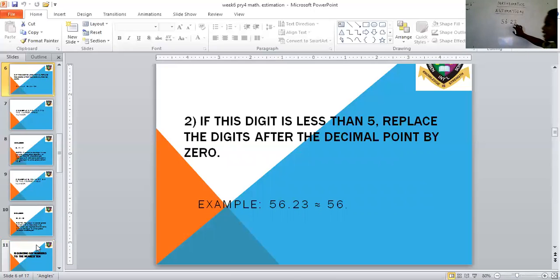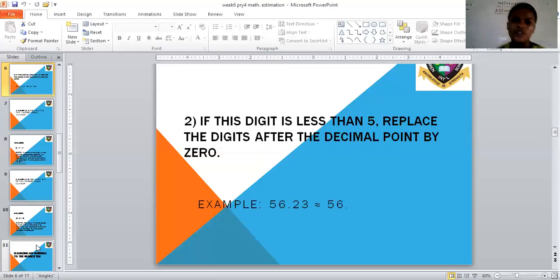This is 3, which is likewise less than 5. So even if you are approximating, 3 is not up to 5, so you are not adding anything to this 2. It still means 2, and this 2 is not up to 5 likewise. So which gives us 56.00, which is the same thing as 56. Why are we not adding 1? We are not adding 1 because this 2 is not up to 5, and as a result we cannot add 1 to the unit. So this one remains the same, 56. That is the second instruction when converting decimal numbers.